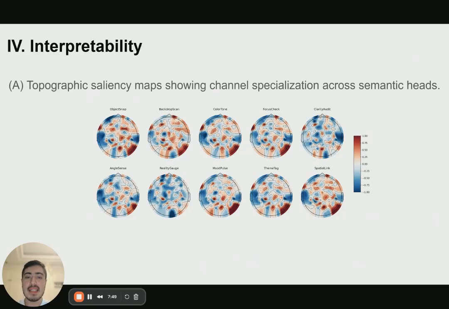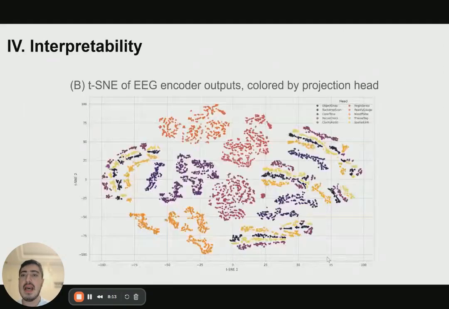As you can see, most of the activity is in occipital regions, because the stimuli are visual, which aligns with typical knowledge in the neuroscience field. For some high-level features, we can see some activity in frontal regions, which also agrees with the neuroscience literature. Secondly, we computed the t-SNE of the EEG encoder outputs, and we saw that each head is specialized in some part of the latent space.